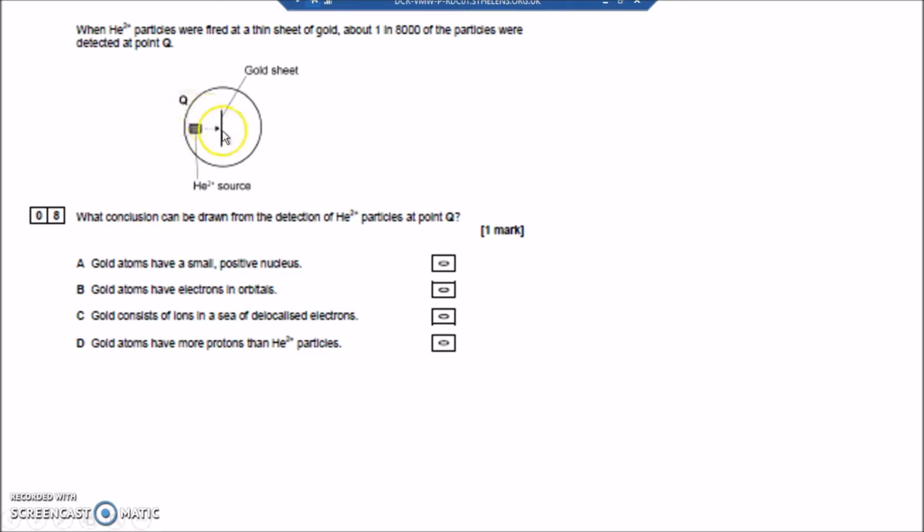However, a small number appeared at point Q, so there was some reflection back. So there must be something in the gold sheet repelling those particles to send them back again. So these +2 particles must be repelled by something in the gold sheet. Not many of them come back, so it's mostly empty space, but a few do come back to point Q. So 1 in 8,000 particles must be repelled by something positively charged. A very small part of the gold sheet must be positively charged. So gold atoms have a small positive nucleus. A is your answer.